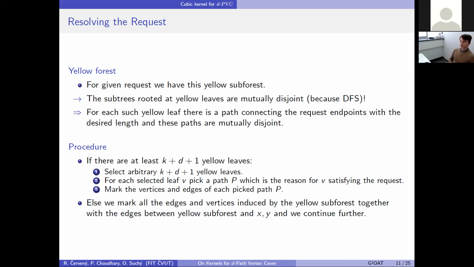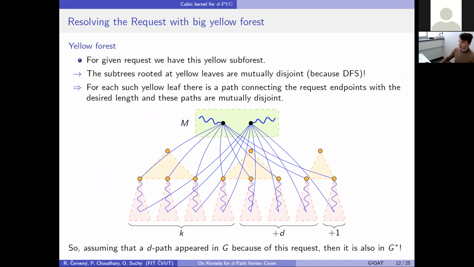If there are at least k plus d plus 1 yellow leaves, we can just select arbitrary k plus d plus 1 of them. And for each selected leaf, we pick a path that satisfies the request in the subtree of that leaf. The leaf was colored yellow, so there must be at least one such path. So we pick any path. And we will mark the vertices and edges of this path together with the edges to the request. Let me skip to the next slide to show what I'm talking about.